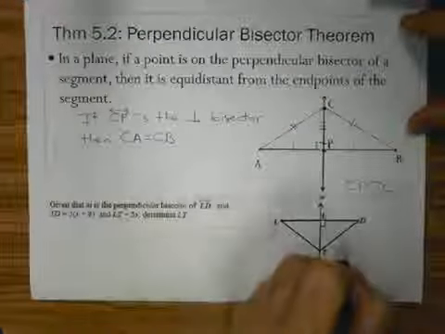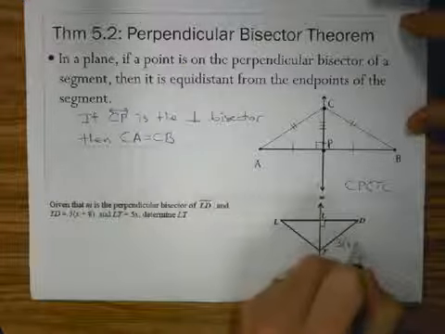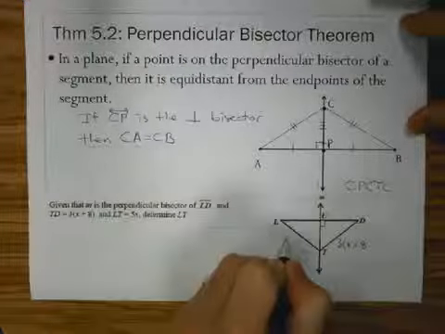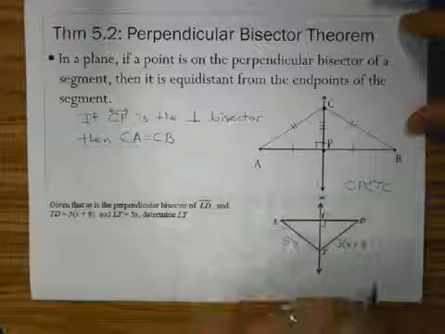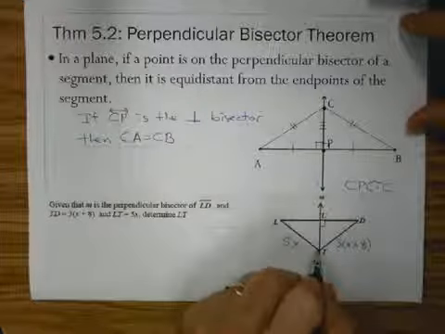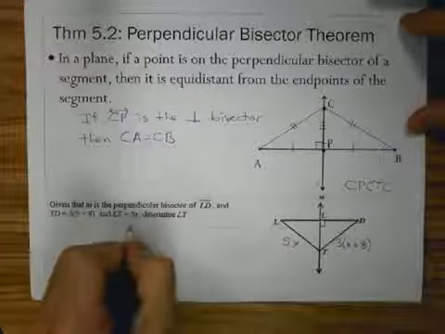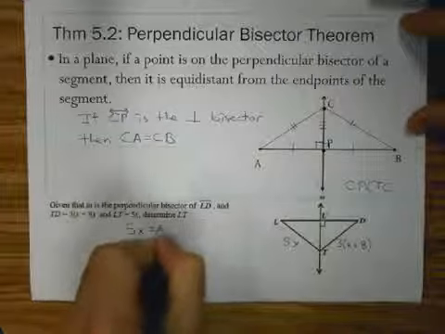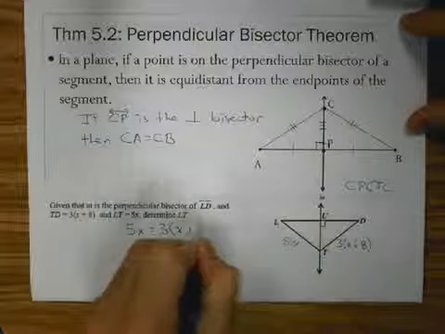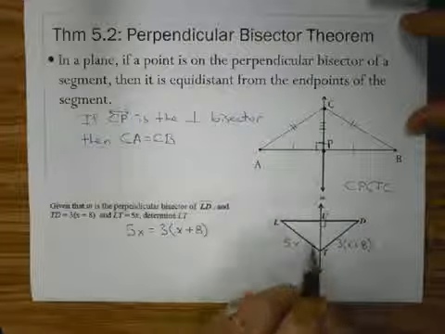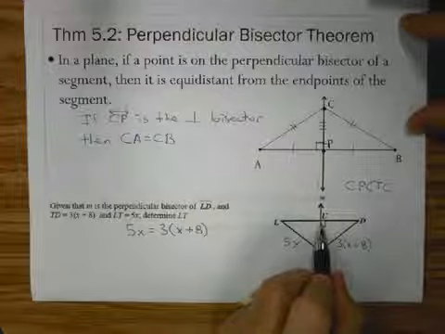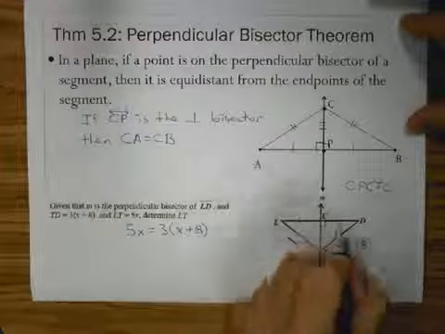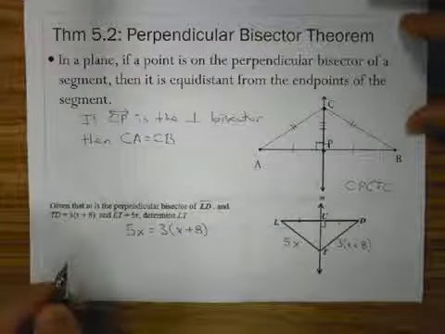So, look at our example here. Given that M is the perpendicular bisector of LD, we know that TD is 3 times x plus 8, and LT is 5x. We need to find LT. To find LT, we have to find x, so let's go with 5x equals 3 times x plus 8. And again, these are equal because this is a perpendicular bisector.